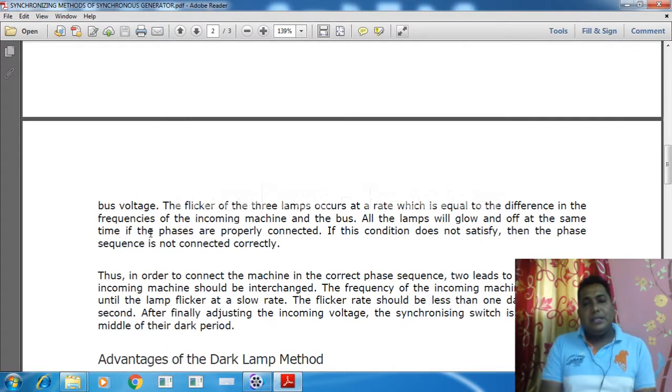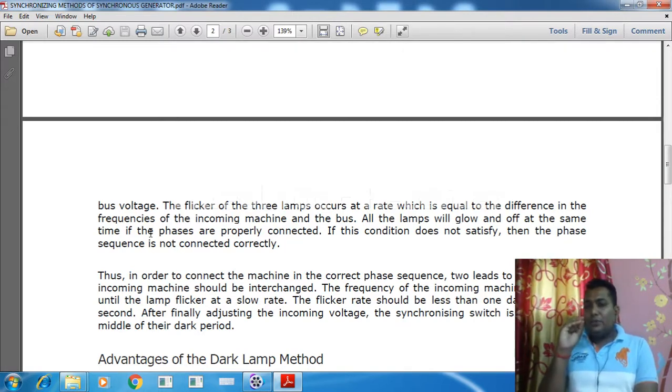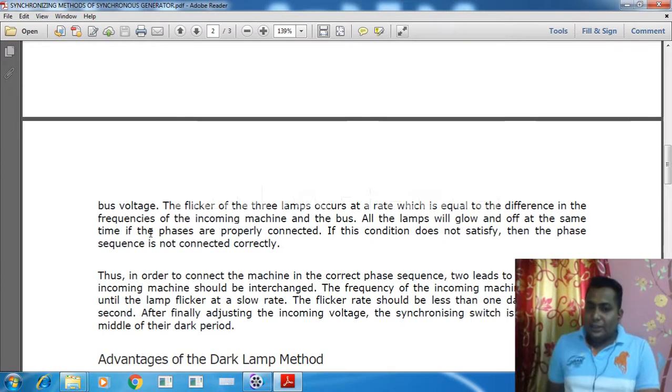Okay, so like this we have to find out the phase sequence, then the frequency, and we have to think about what the rate of flickering is, so that we can say that okay, now it is fine. So see, this point is also written over here. The flicker rate should be less than one dark period per second.